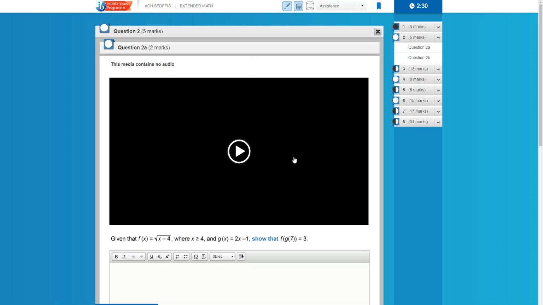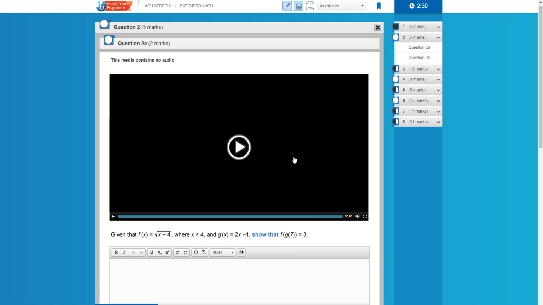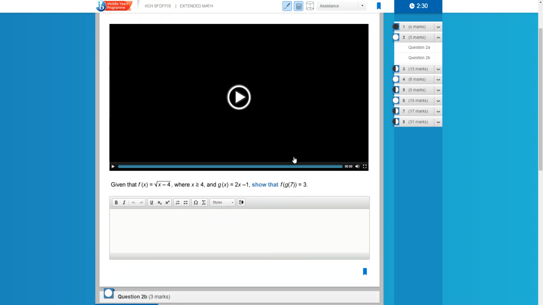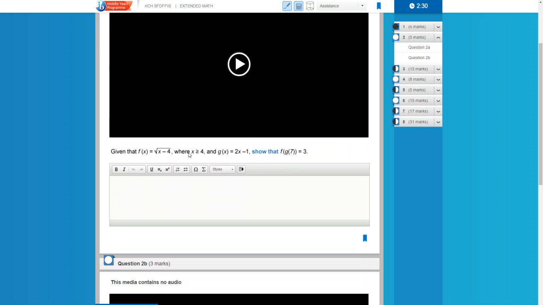All right. Over onto question 2. Given that f of x equals square root of x minus 4, g of x equals this, show that f of g of 7 is equal to 3. Okay, some of us did this different ways. One particular way you can do it is you can work out first off what g of 7 is.